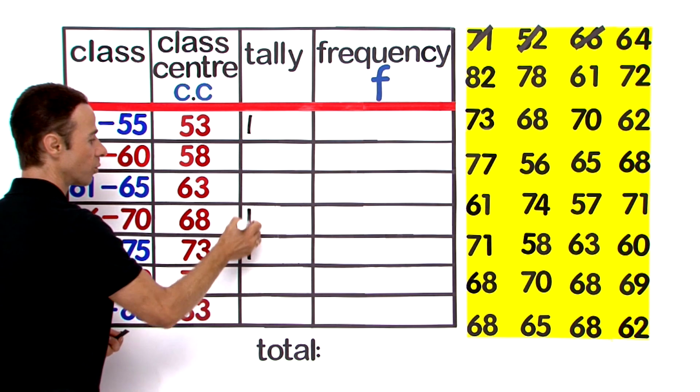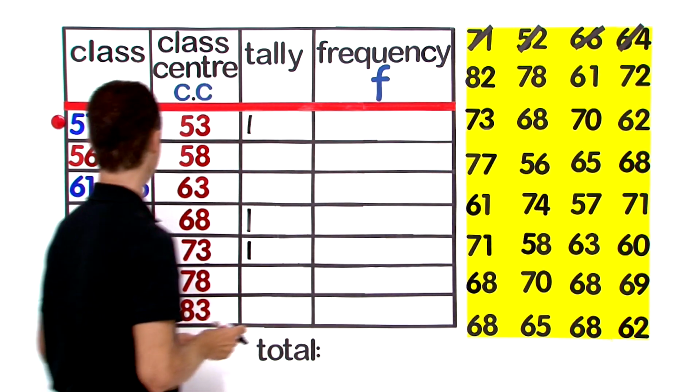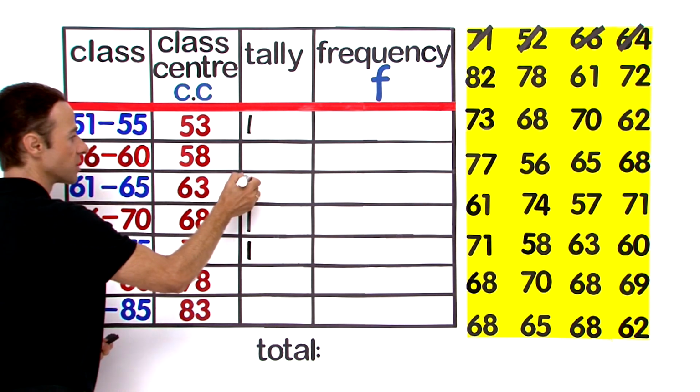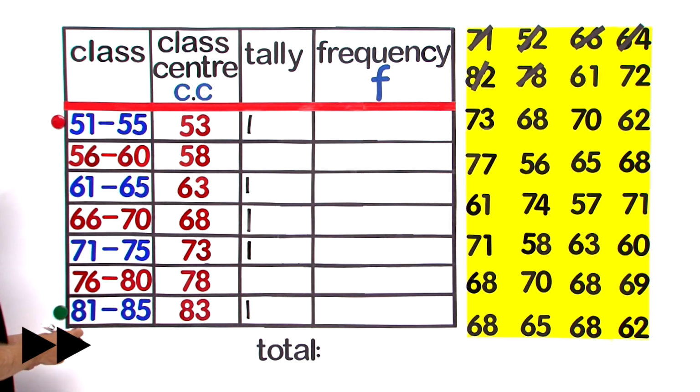66 happens to fall right in there. We have 64 right there. Where does the 64 fall? Right in there. Let's mark that out. 82 is a pretty big score, a pretty big weight. So right here, 82, let's mark it off. We have 78, and that fits very snugly right in there. Let's mark it off too.